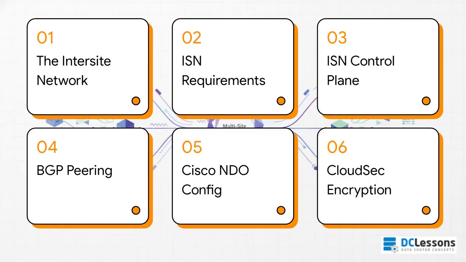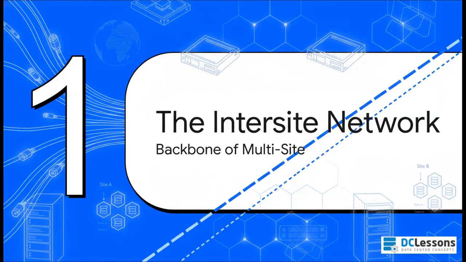So here's what we've got on tap. We're going to start with the basics, what the ISN actually is. Then we'll cover its non-negotiable requirements, things like MTU and OSPF. After that, we'll peel back the layers on the control plane, look at BGP peering models, and then see how it all comes together in the Nexus Dashboard Orchestrator. And of course, we'll wrap up by talking about how to secure the whole thing with CloudSec. Okay, let's dive right into this first section.